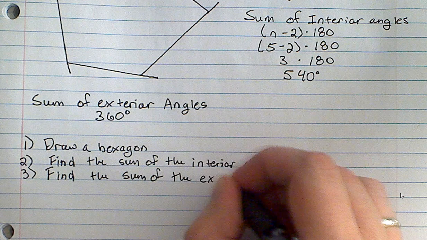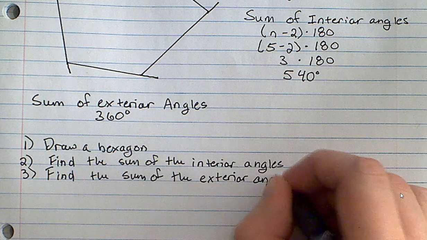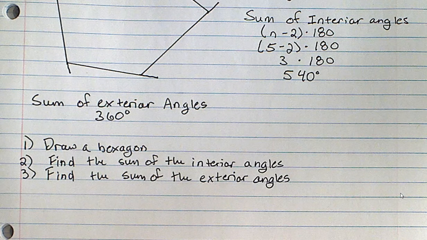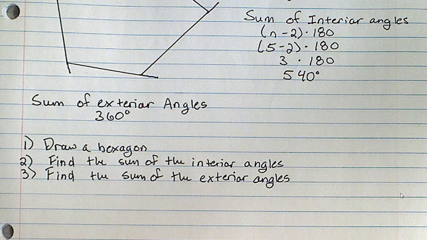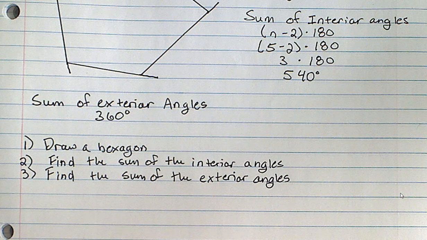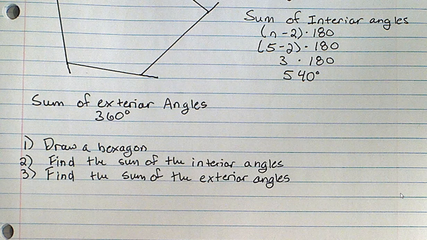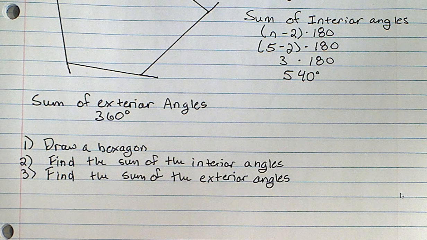I'm going to come around and check them. Did you draw the hexagon too? Or are you just raising your hand because you know the answer to the last one? Okay, good. So 6-sided figure, hexagon. Find the sum of the interior angles. Find the sum of the exterior angles. Good.